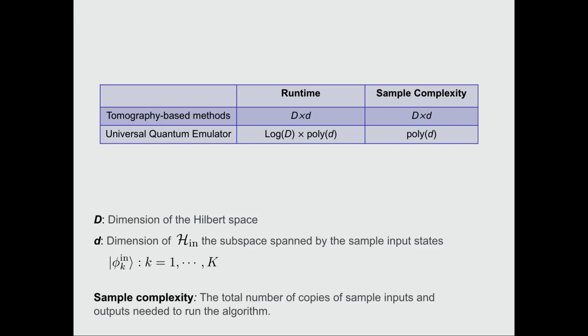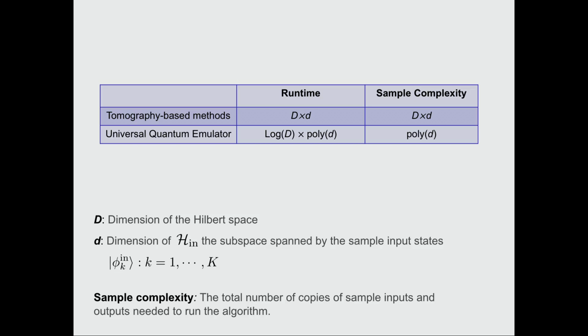In particular, the runtime for this approach will be capital D times lowercase d, where capital D is the dimension of the entire Hilbert space, and lowercase d is the dimension of this relevant subspace, which is spanned by my sample input states. I call it H in, and its dimension is d. The sample complexity will also be D times d. Here by sample complexity, I mean the total number of copies that you need to emulate the action of the unitary with a certain desired error.